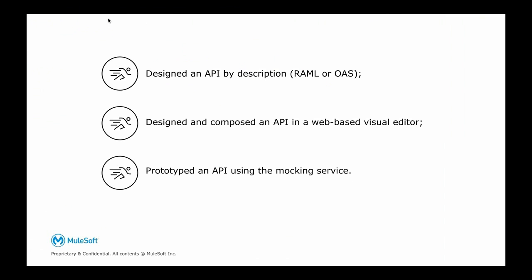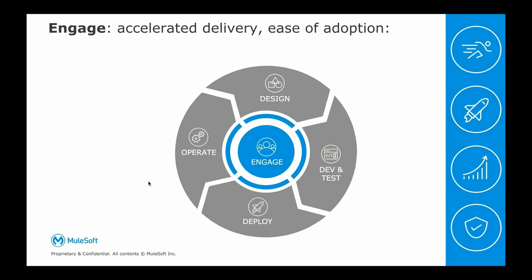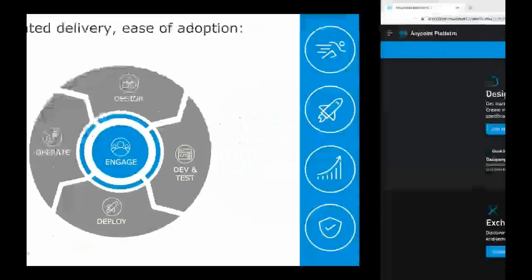So in this first demonstration, Mary has designed numerous API specifications using RAML or OAS. Mary has designed and composed an API in a web-based visual editor, and Mary has also prototyped an API. For this next demonstration, we'll look at self-service of API and integration assets within Anypoint Exchange to facilitate accelerated delivery and ease of adoption. We'll now look at Jason's journey implementing the APIs that Mary has designed.